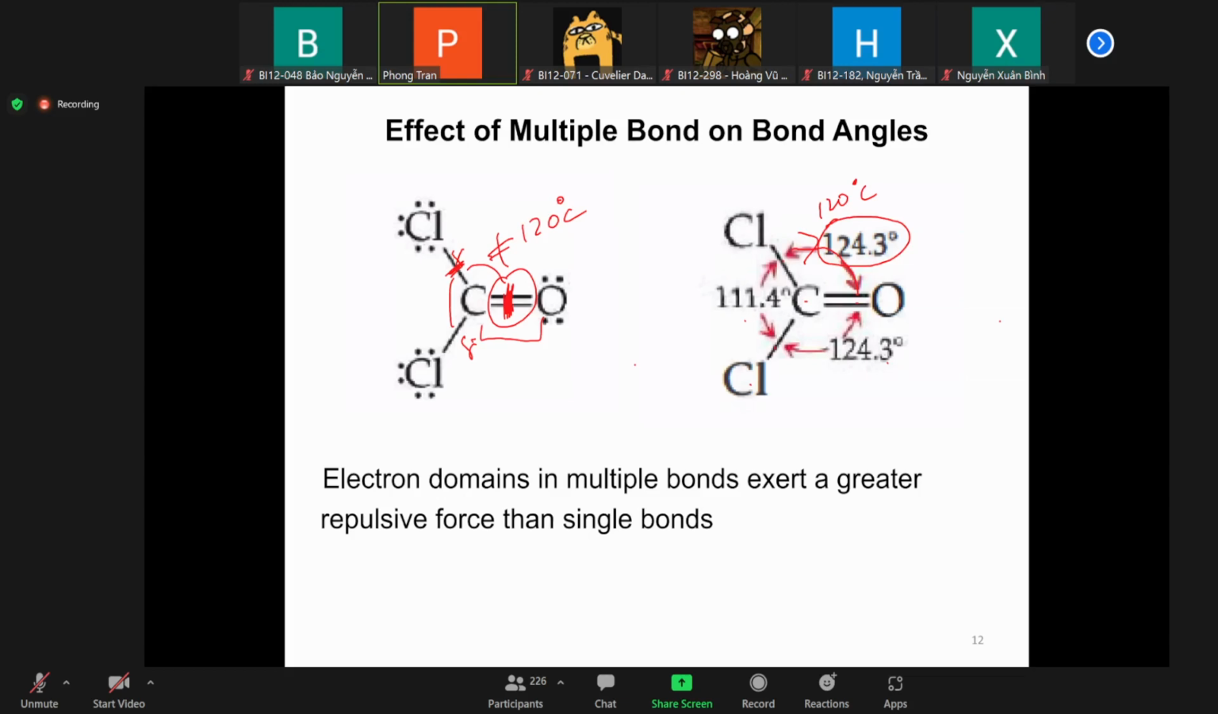So the take-home message is that an electron domain in a multiple bond exerts a greater repulsive force than one in a single bond. One thing you can remember is that the double bond has a higher electron density, and the triple bond has an even higher electron density than the double bond. Higher electron density means a higher negative charge, so the interaction will of course be stronger than with the single bond, which has lower electron density. That's something you can understand very well, so you don't need to remember too many things. Okay?